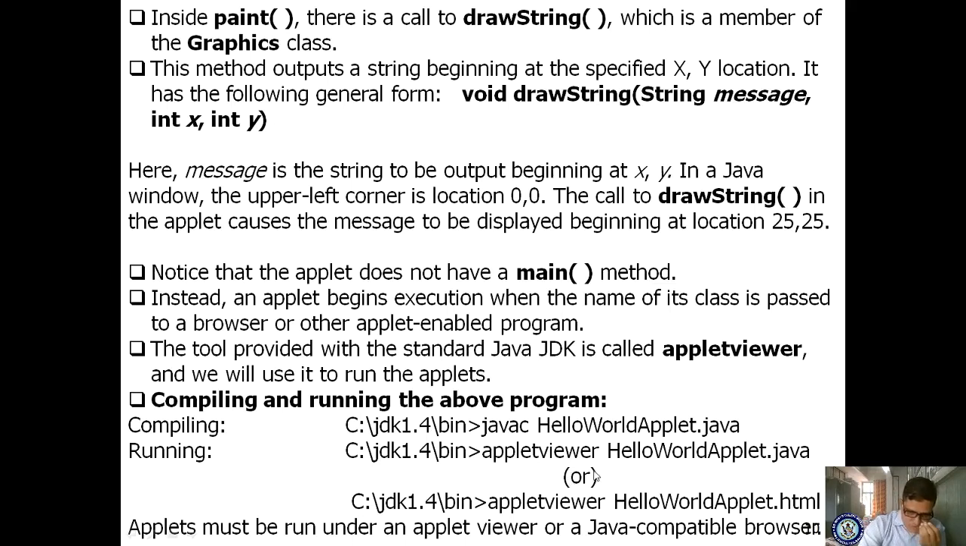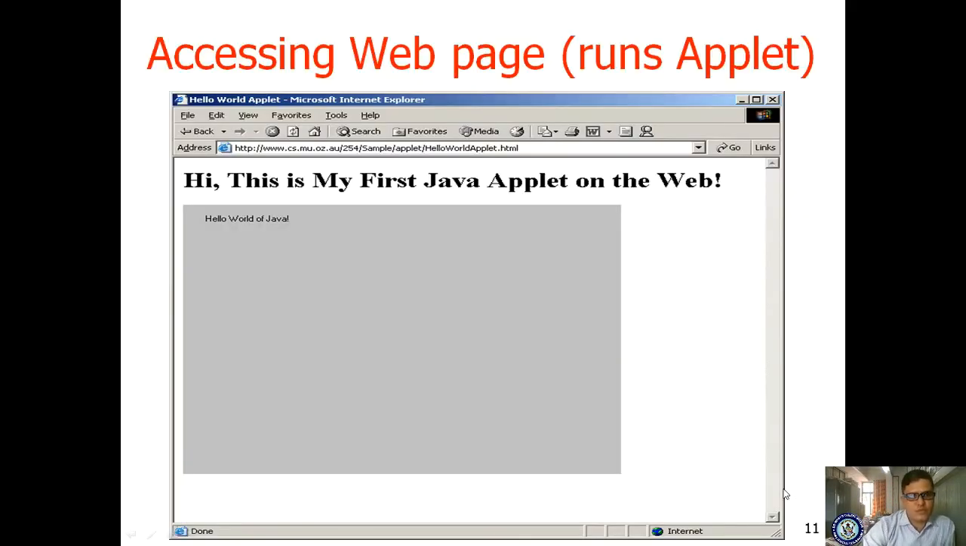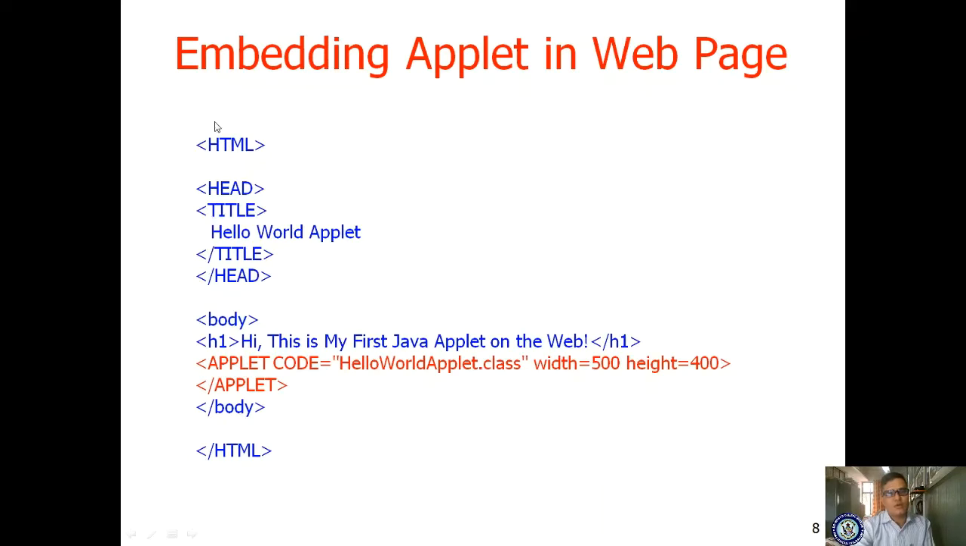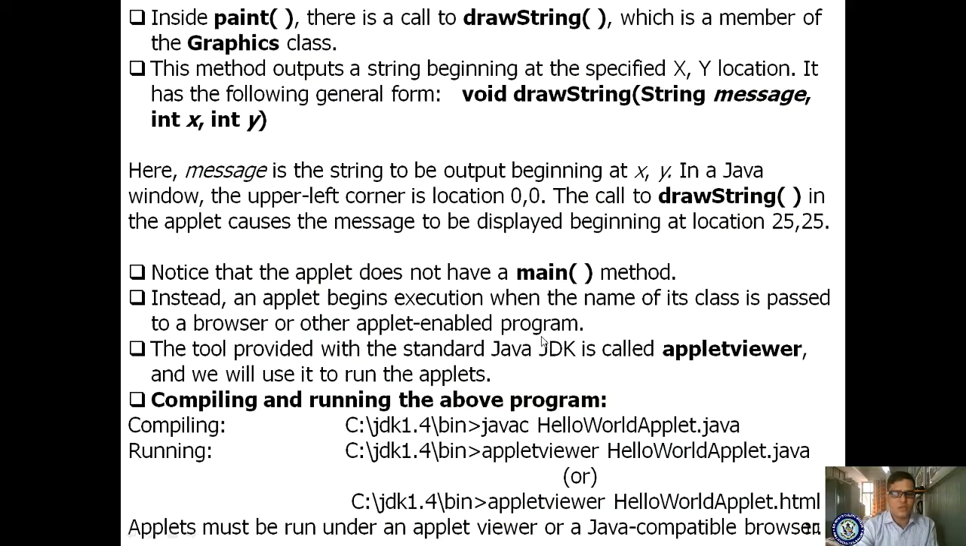If you want to run the second one, the commented applet code should be stored in a new file with the name HelloWorldApplet.html. Yes, already we have shown. Hope you understand this concept. Whenever you run this program, it will show, hi, this is my first Java applet on the web, hello world of Java. If you observe the code here, it has been modified with HTML so that the information is displayed in your browser. That's it.